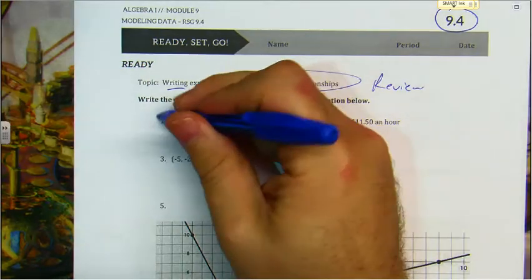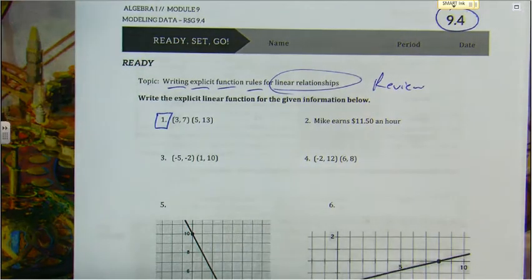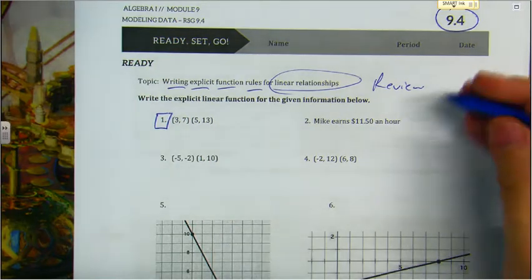For example, in number 1, it gives us two pieces of information. It gives us 2 points on a line. And so we have to figure out what the linear relationship is between (3, 7) and (5, 13). Now, there's a couple of linear relationships that we know.